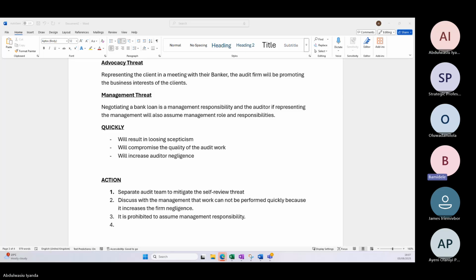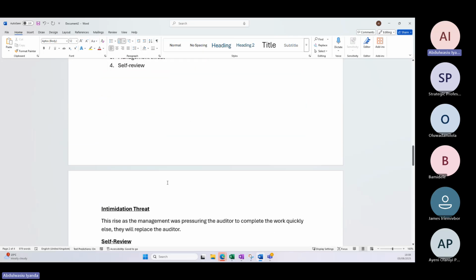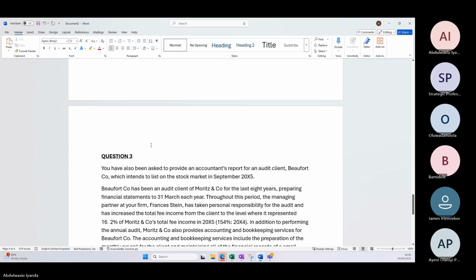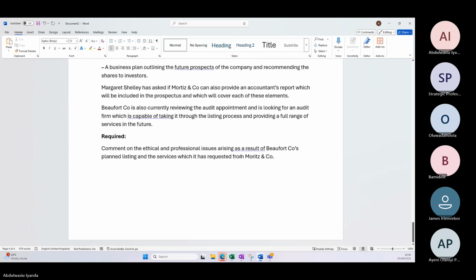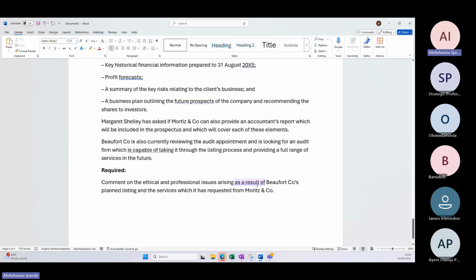It's understood. Okay, so those are how you are going to approach questions relating to ethics and prevention. I think there's another one. So what's the requirement here? Same.